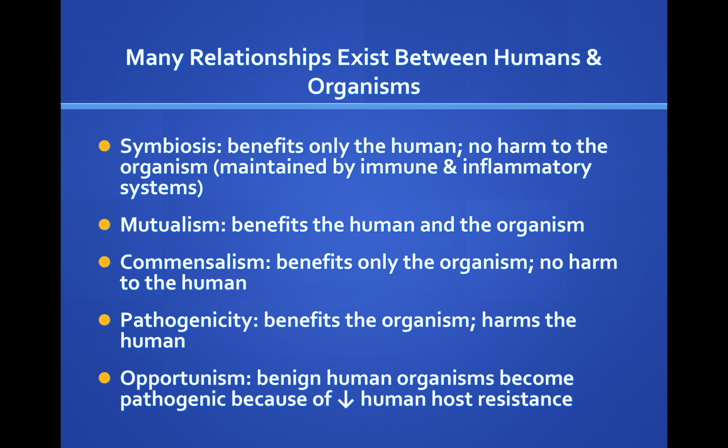Pathogenicity is the one I want you to zero in on on this page. It benefits the organism and harms the human being. And those are the people that we care for. They're the people that we're studying in this pathophysiology class. So pathogenicity means it has an affinity for a pathogen and it can kill. So that's what that word means. And then opportunistic or opportunism is when benign human organisms become pathogenic because of a diminished human host resistance or response.